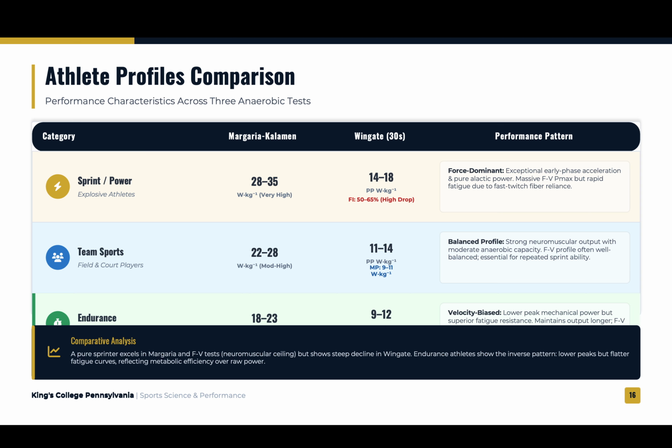The comparative analysis: a pure sprinter excels in Margaria and force velocity, but shows a steep decline in Wingate. Endurance athletes show the inverse pattern, lower peaks, but flatter fatigue curves, reflecting metabolic efficiency over raw power.